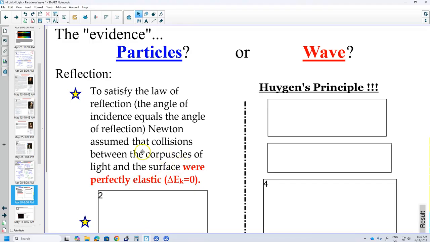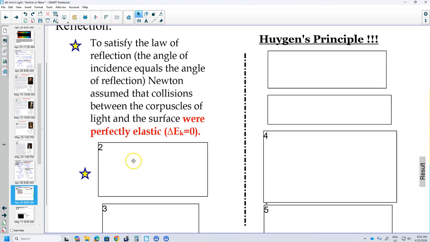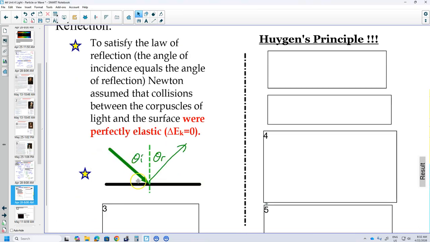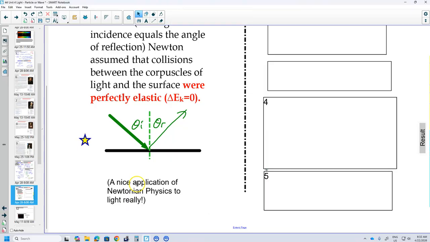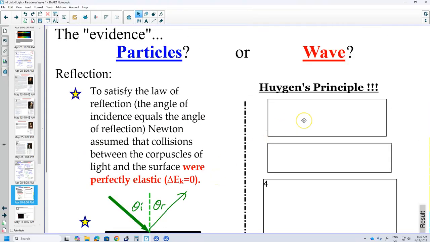So he's saying, okay, well, they must be perfectly elastic collisions. Then this matches my ideas to do with particle collisions perfectly. Yay me, right? So yeah, nice application of Newtonian physics to light, really.